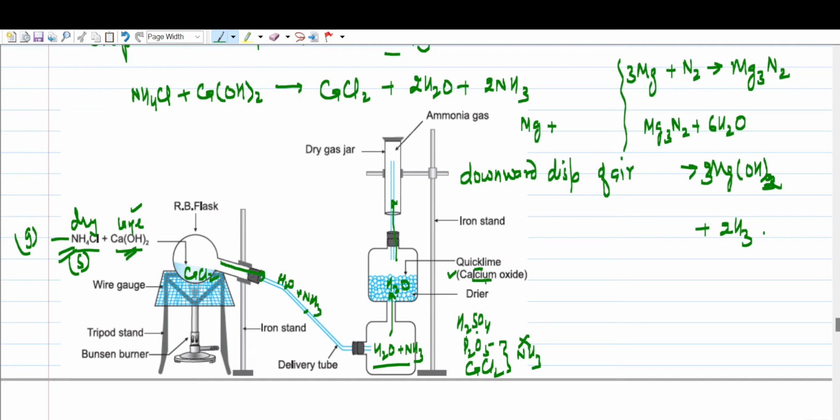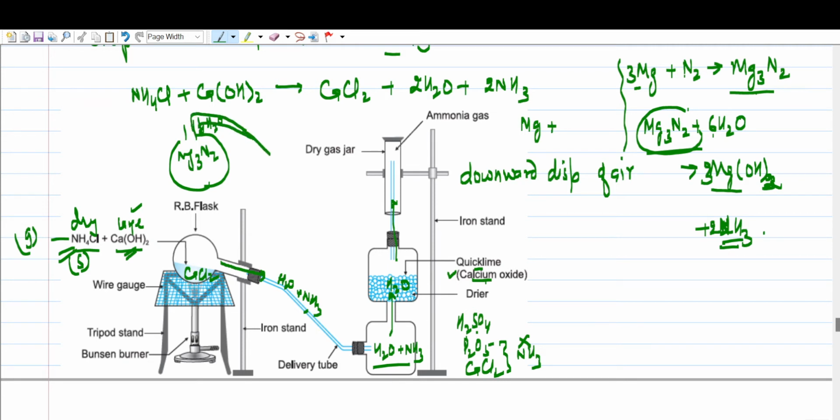So what will happen? We take magnesium, we burn it in nitrogen, we form magnesium nitride. This magnesium nitride is then treated with water. The moment we treat magnesium nitride with water, we get magnesium hydroxide and ammonia gas is released. This ammonia gas is moist. So you can imagine, if we have Mg3N2 in a round bottom flask and we add water, we'll get moist ammonia, and we have to perform the same drying and the same collection for ammonia. Is this clear?